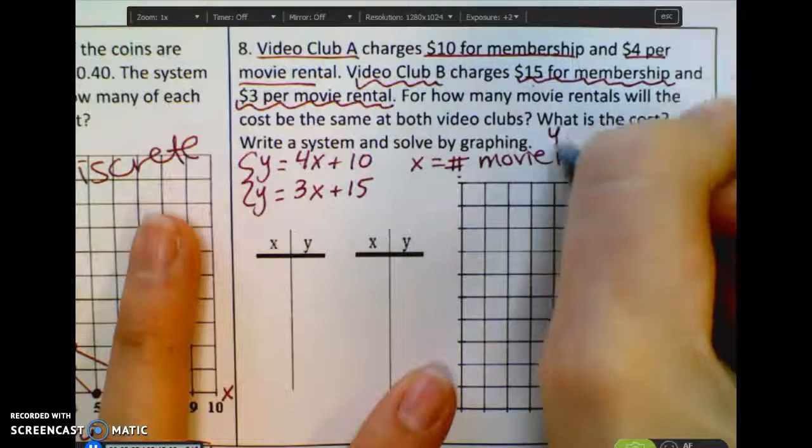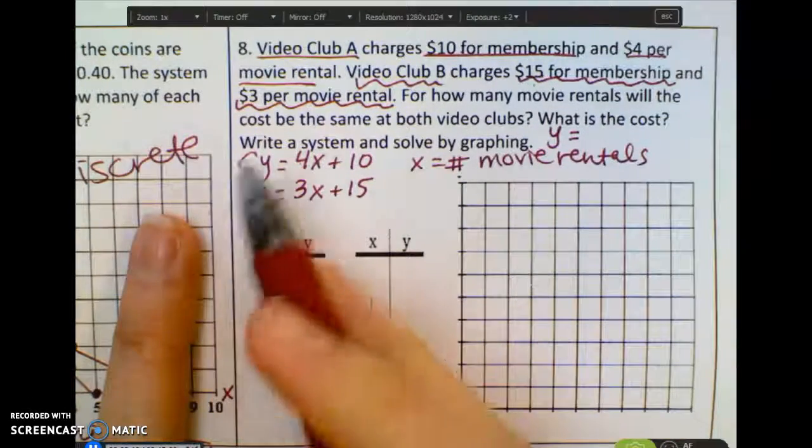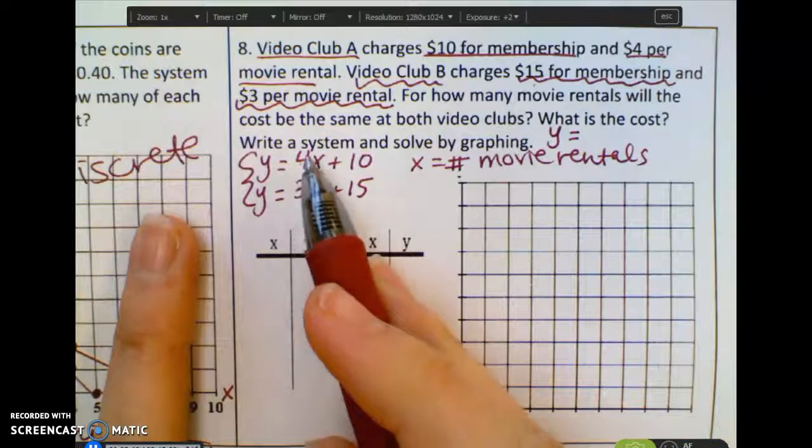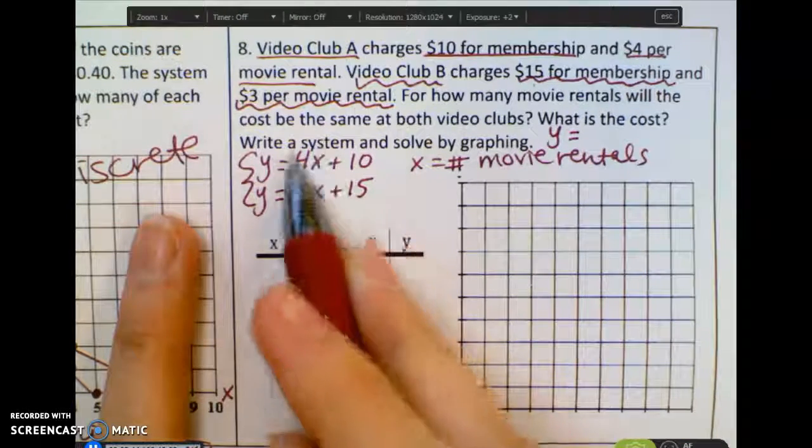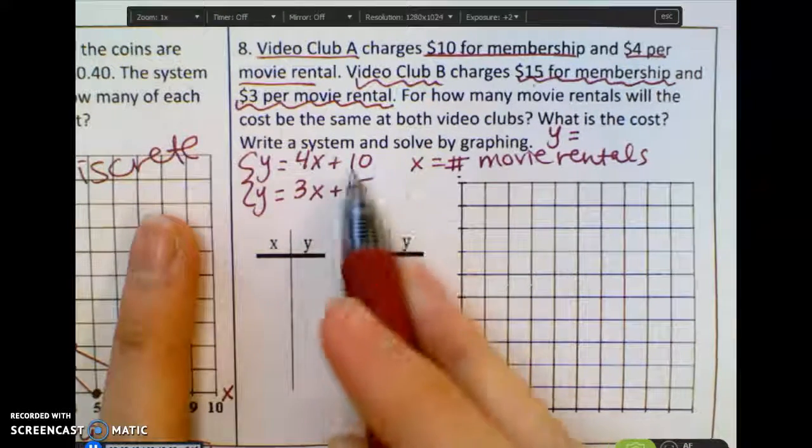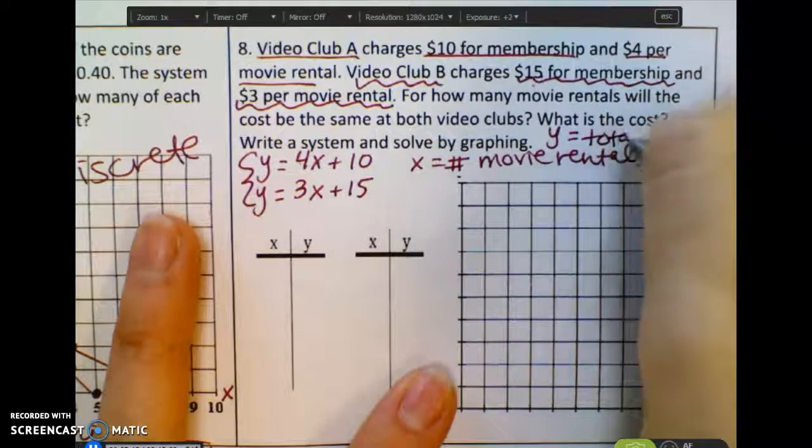And then our Y value, I'll just put the Y right there. What does Y stand for here? Well, we have 4 times the number of movies we rent. This is money we're paying. 10 is money we're paying. So Y is going to be the total cost.